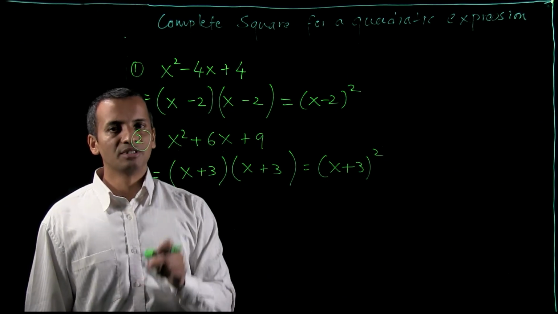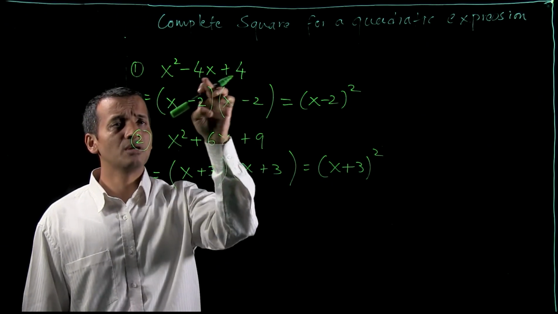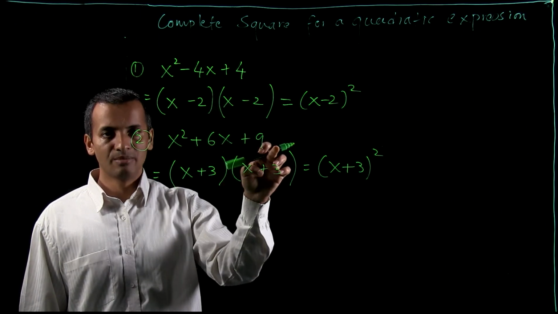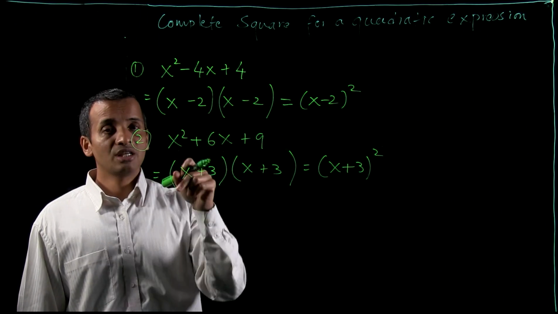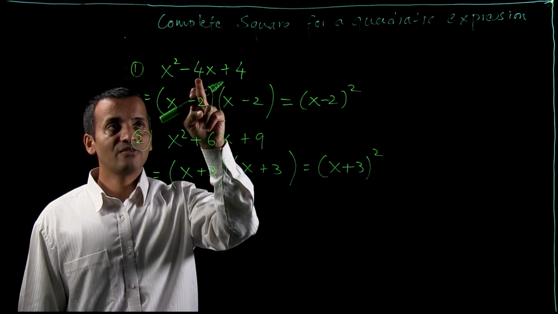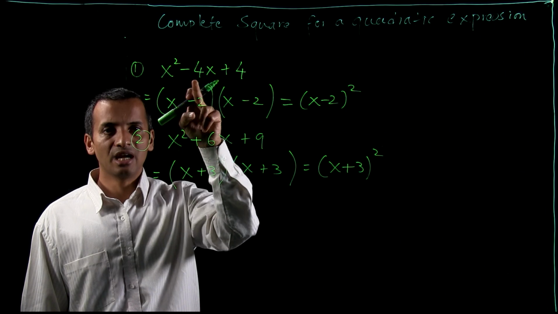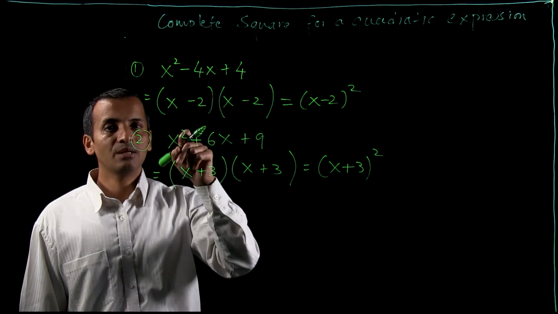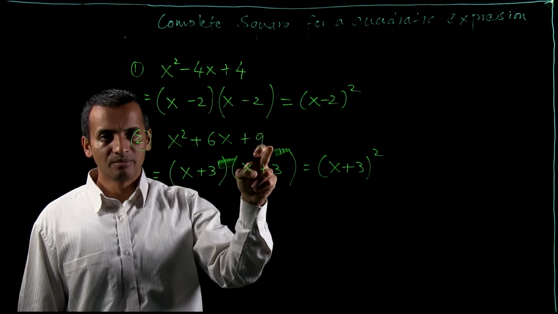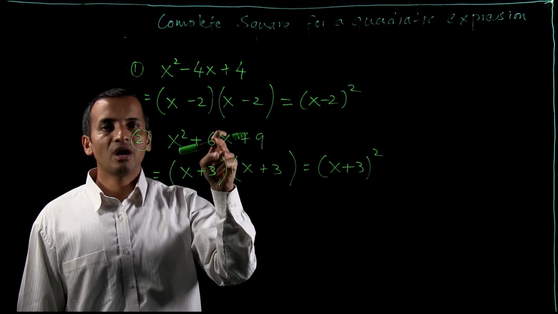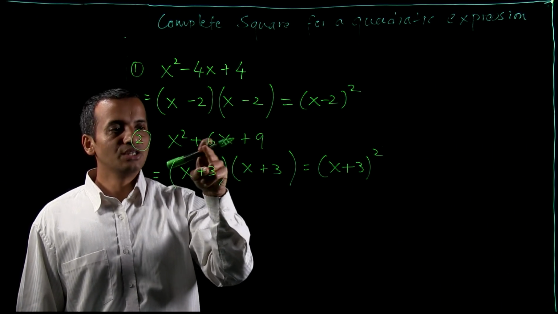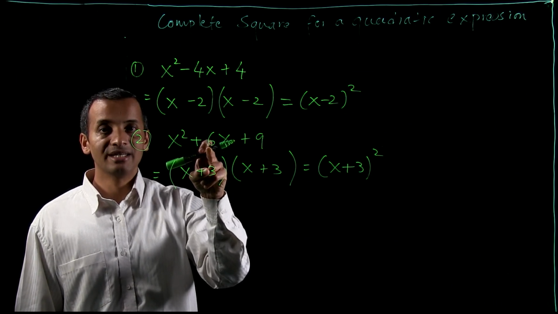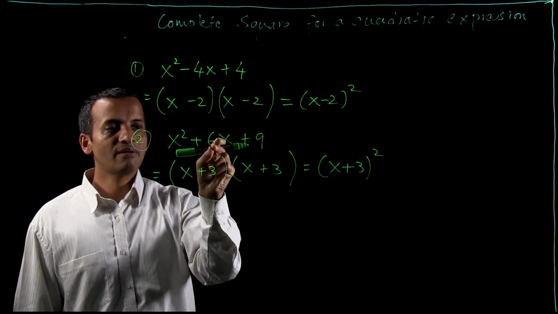Now let's look at these two examples. In both you have three terms: one quadratic, one with just x, and one constant. What else did you notice? What is half of this term? The coefficient of x is negative 4, half of negative 4 is negative 2, and if you square negative 2, you get the constant. So the constant term is the square of half of the coefficient of x. In the other example, the coefficient of x is positive 6, half of 6 is 3, and 3 squared is 9.